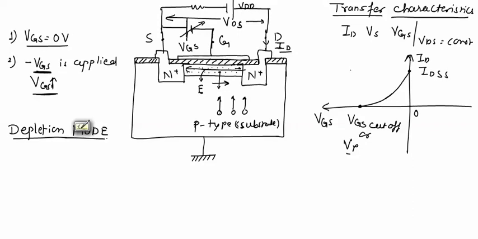Now we will see enhancement mode. So in depletion mode, we applied a negative VGS. Opposite to this, in enhancement mode, we will apply a positive gate to source voltage. So we will change this battery. This time we will apply a positive VGS.